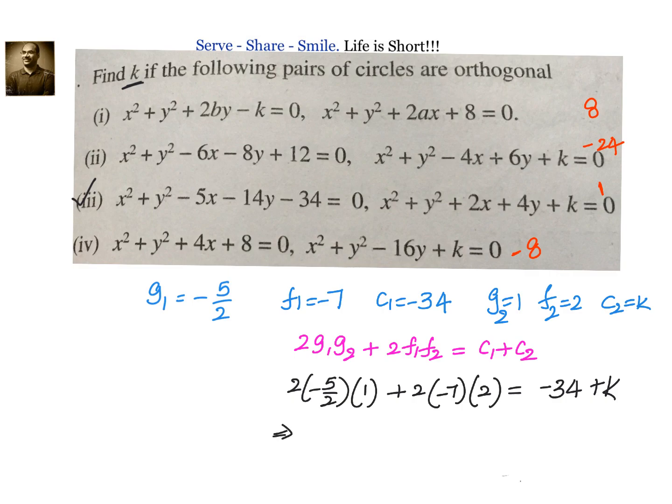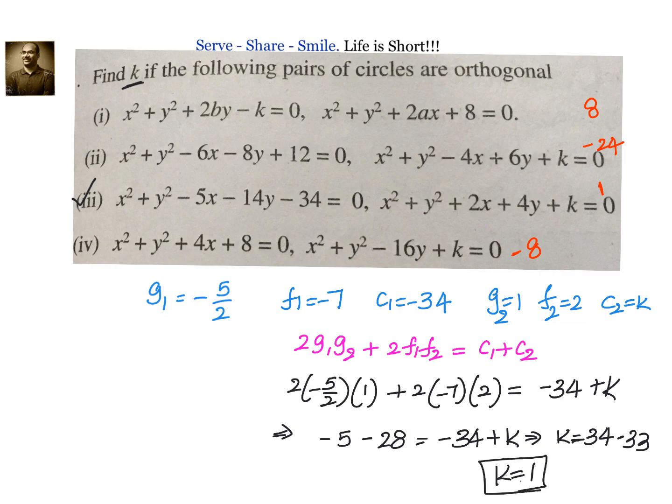Let us simplify this. This will be minus 5, then minus 28 equals minus 34 plus k. Or can we simplify and say k equals 34, we'll go to the left hand side, minus 33, or k equals 1. So this is what we have done. k equals 1. What I request you is to try the remaining bits 1, 2 and 3.